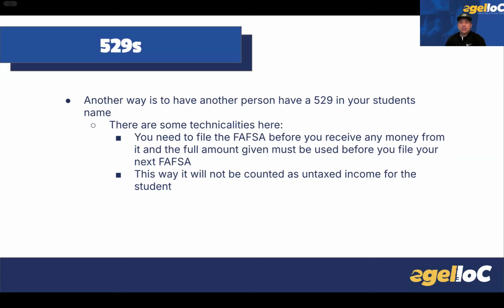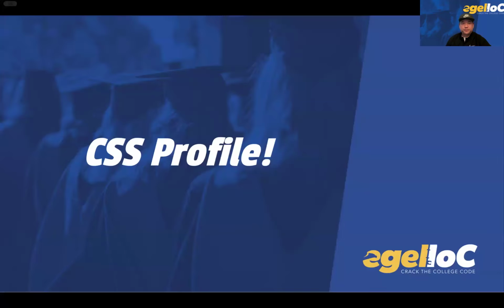But there are technicalities, right? So every year, if you're going to be paying for things and so on and so forth, you need to make sure that the timing works out right. So if you have a godfather that has a 529 in your name, you need to make sure that you fill out the FAFSA before you receive any money, and you need to make sure that all that money is gone before you file your next FAFSA, or else it will be counted as untaxed income. Okay, so make sure that you are planning those things out so that you don't run into any issues on your FAFSA form.